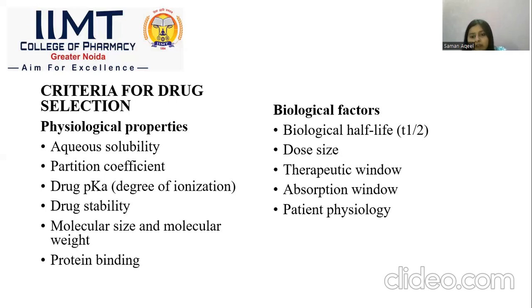Next is the therapeutic window, the safe concentration of the drug in the body, that is between the maximum effective concentration and maximum safe concentration. Next is the absorption window, and last is the patient physiology. It is very important to know the physiology of the patient to select any drug for the CRDDS or controlled drug delivery system.